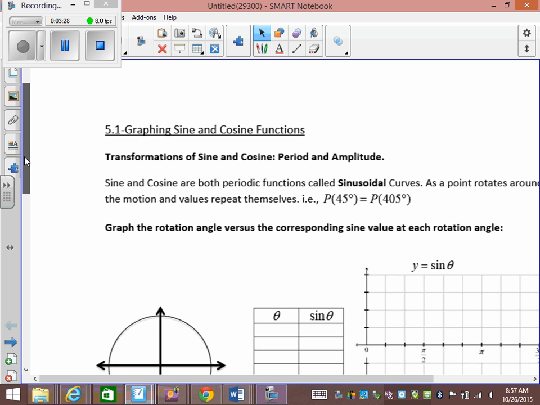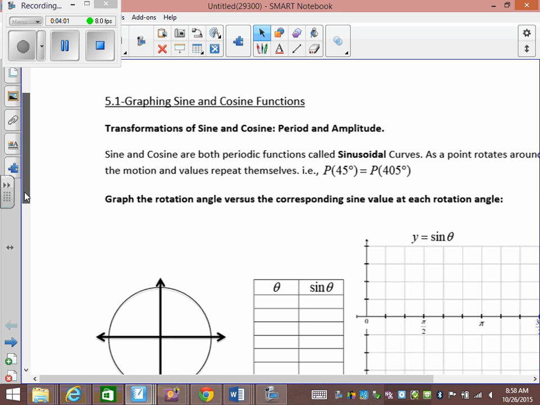Transformations of sine and cosine. So period and amplitude. The period of a graph is how long it takes to repeat itself. So basically, if you're looking at the Ferris wheel, it's how long it takes from when you get onto the Ferris wheel to when you get back to that same spot. That's the period, the time length. The time it takes to do one full revolution of the circle. That's the period. Okay? And the amplitude is the height. So the amplitude is from middle up, middle down. It's from your median line up and your median line down.